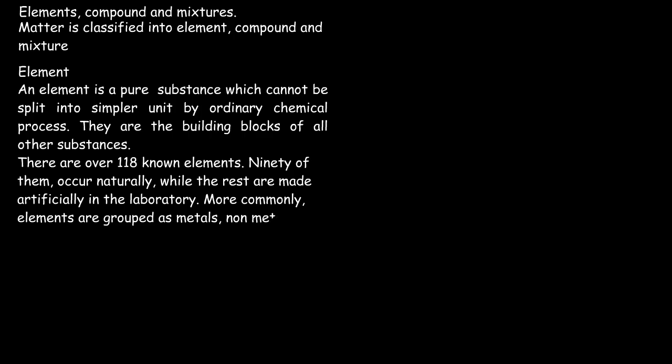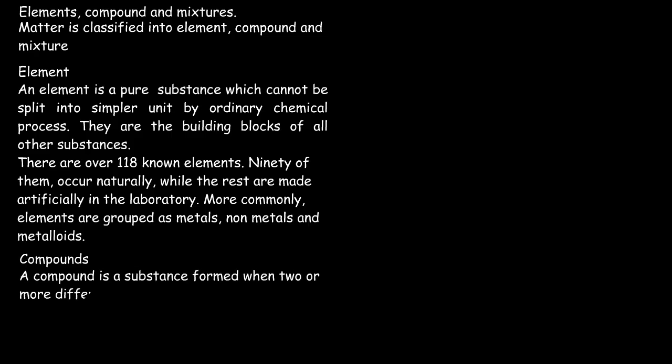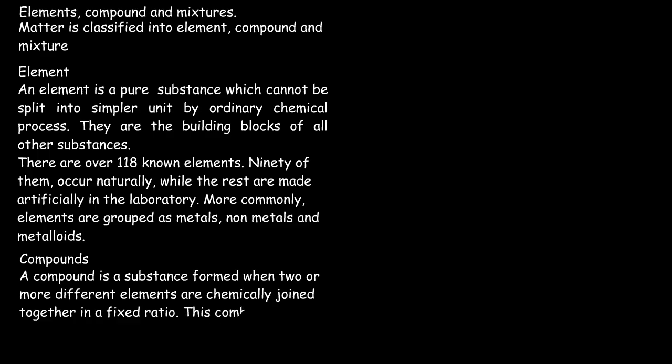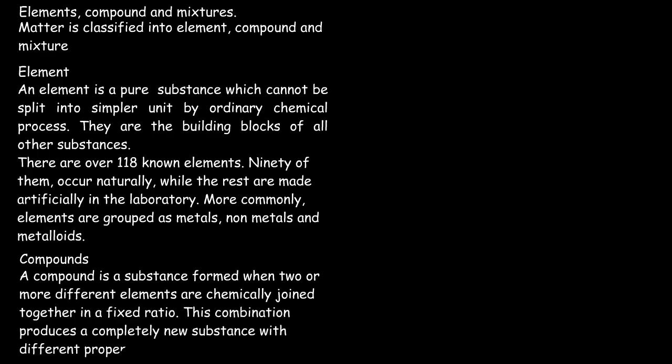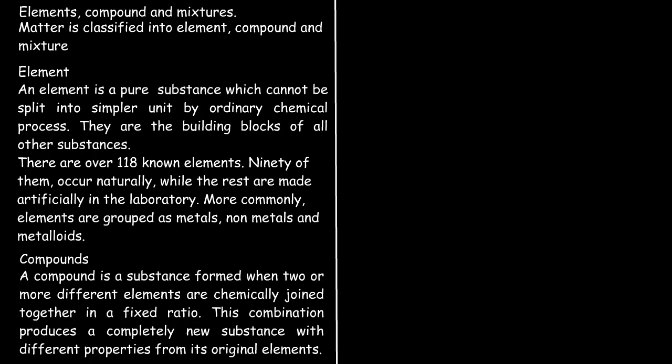More commonly, elements are grouped as metal, non-metal, and metalloid. Compounds. A compound is a substance formed when two or more different elements are chemically joined together in a fixed ratio. This combination produces a completely new substance with different properties from its original elements.